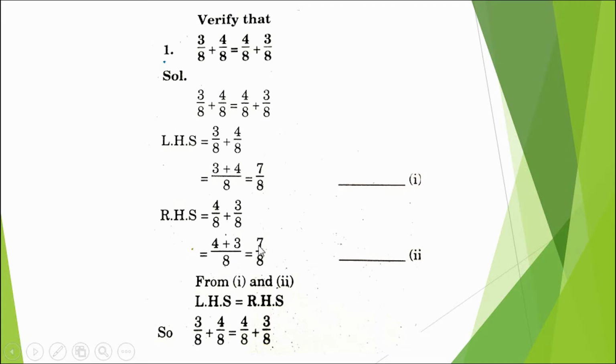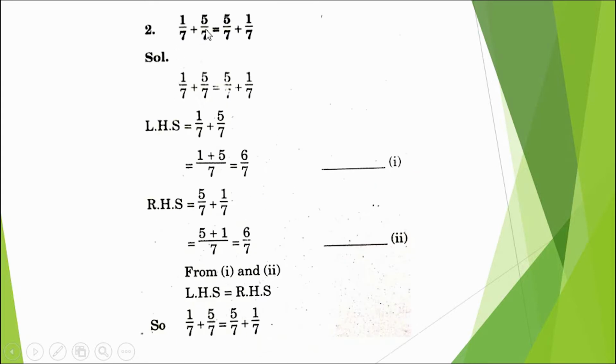Now this side we take as the right hand side. When the denominators are the same, we write it one time. Now 4 plus 3 comes as it is. When we add 4 and 3, the answer comes 7, and the denominator 8 comes as it is. Now equation number 1, 7 over 8, and equation number 2, 7 over 8, are equal. Therefore left hand side is equal to right hand side. So 3 over 8 plus 4 over 8 is equal to 4 over 8 plus 3 over 8.